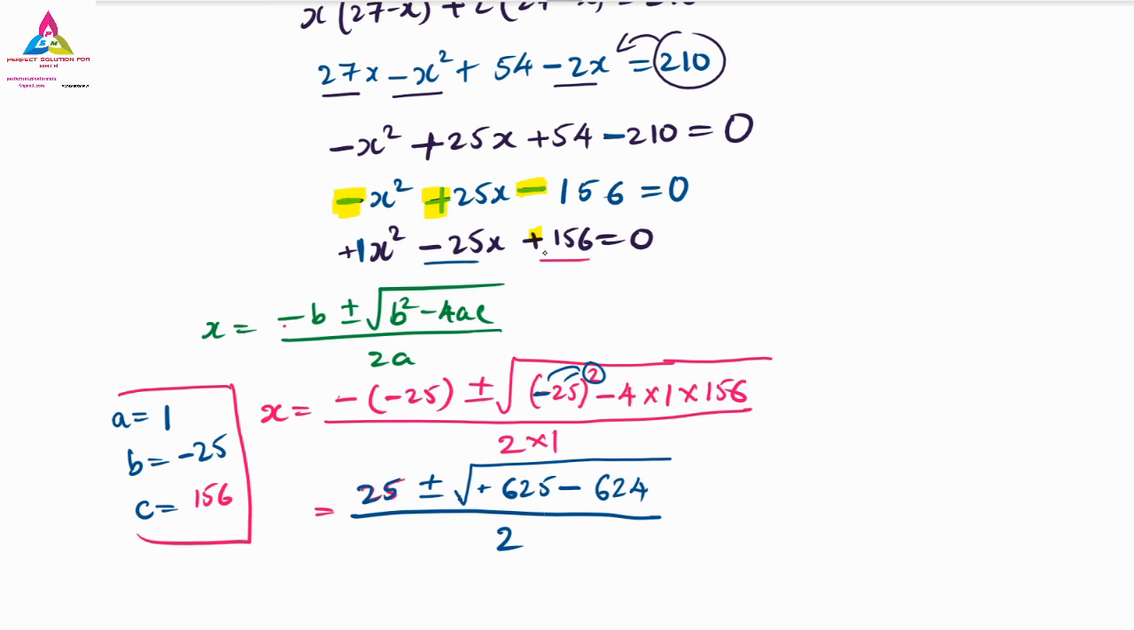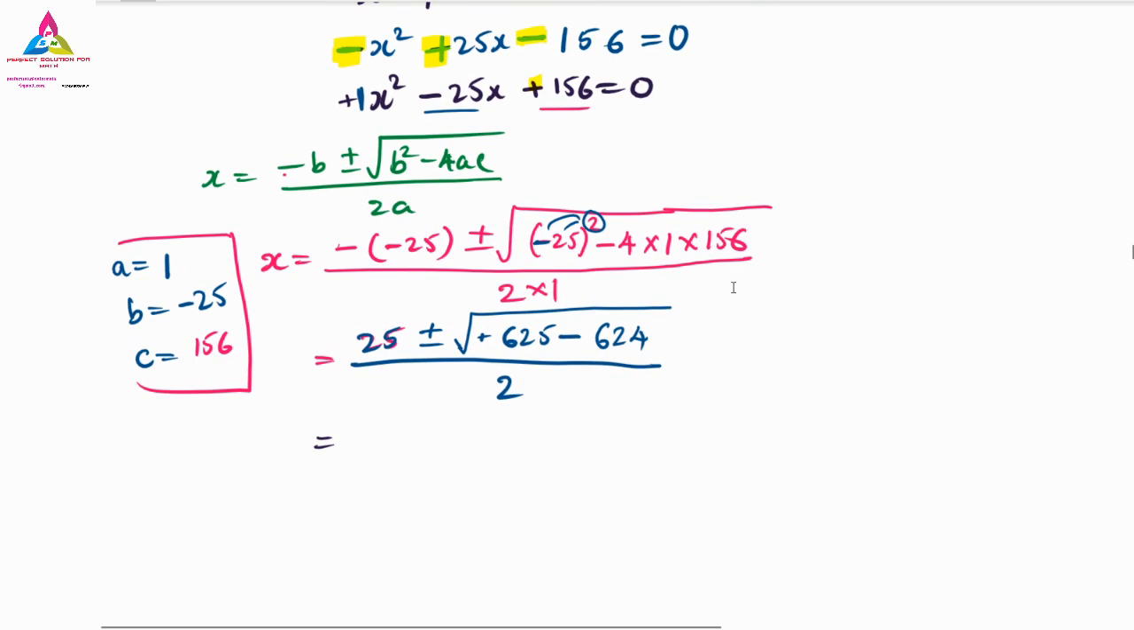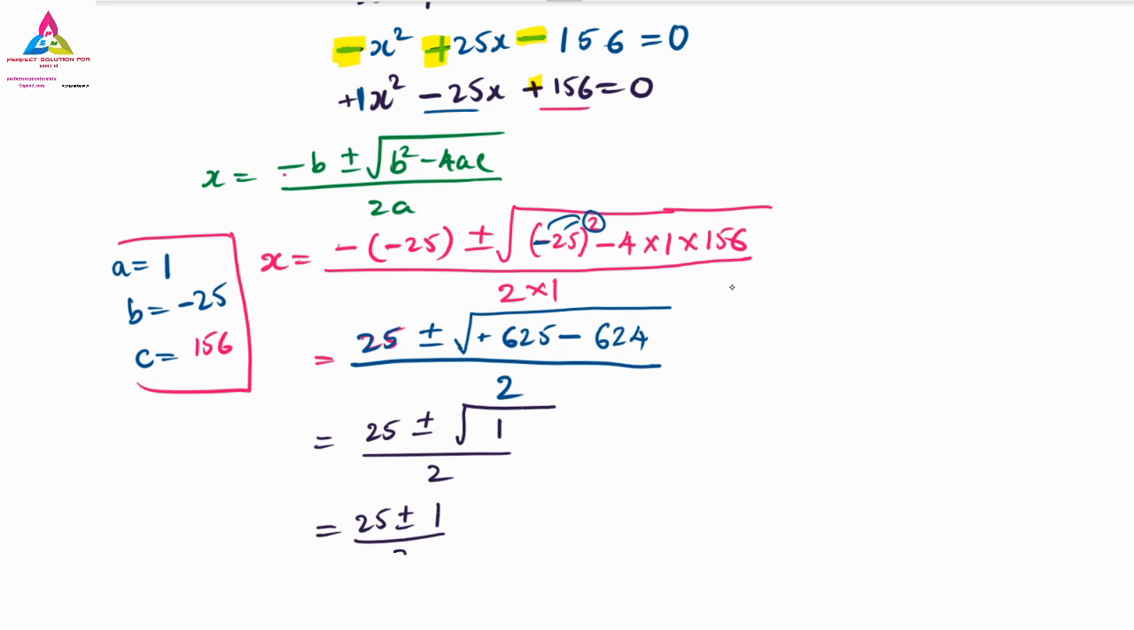Next, the calculation part. Now it will be easy for you because we have 25 and plus or minus, which I can write down as it is. What will remain inside the root? 625 is positive and 624 is negative, so 1 will remain, the whole divided by 2. So the answer will be 25 plus or minus root 1, divided by 2. What is the root 1 value? 1, very good.